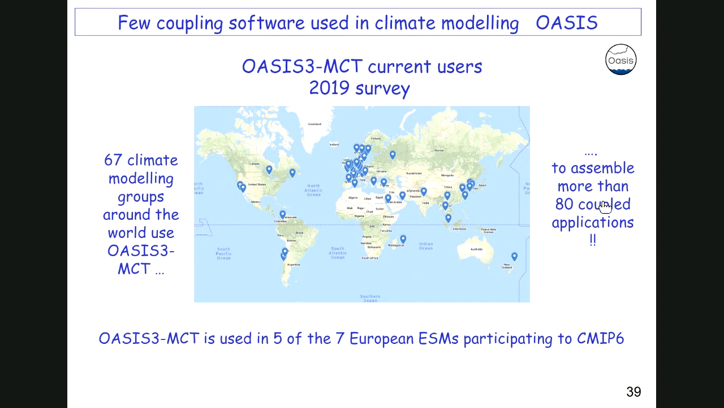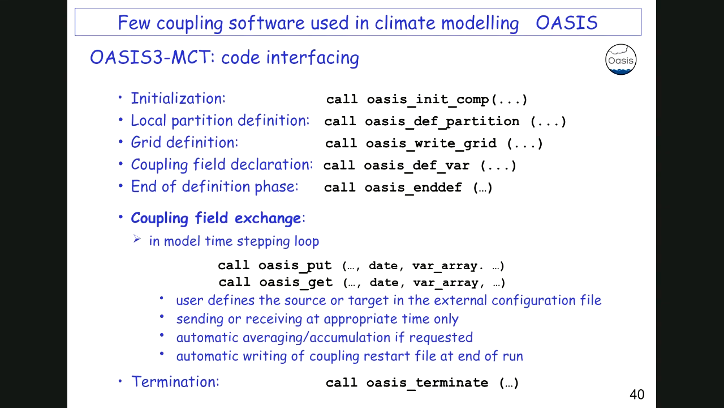more than 80 coupled applications. It's used in 5 of the 7 European ESMs in CMIP6. So this is a typical example of the coupling library approach. Basically, you don't change your code, or you change it as little as possible. The only thing, let's say, that you have to do is to implement those calls. So you have different initialization calls, for example, to define the partition or to define the grid.